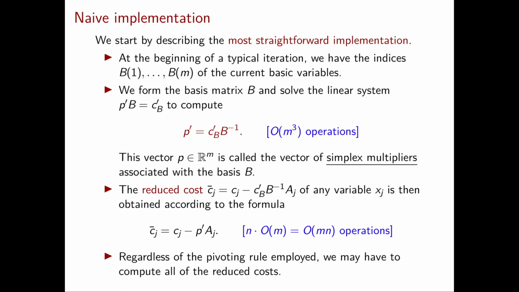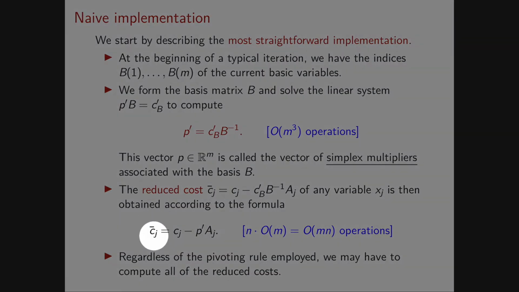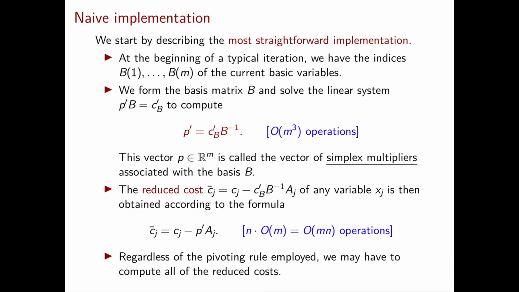The first is that in a specific iteration of the simplex method, you may not need to compute all the reduced costs c bar j. For example, if you're using the smallest subscript rule and the very first reduced cost that you find is negative, then you don't need to compute all the other ones. However, remember that we're looking here at the worst case number of operations.